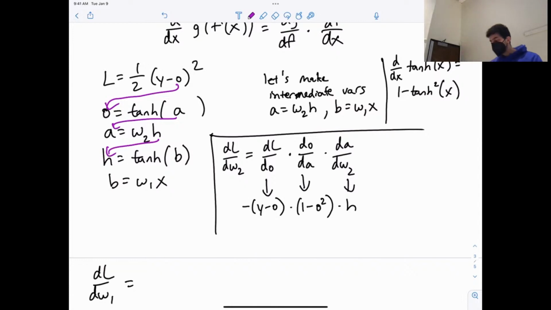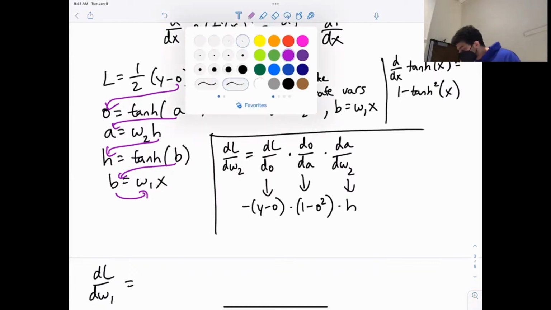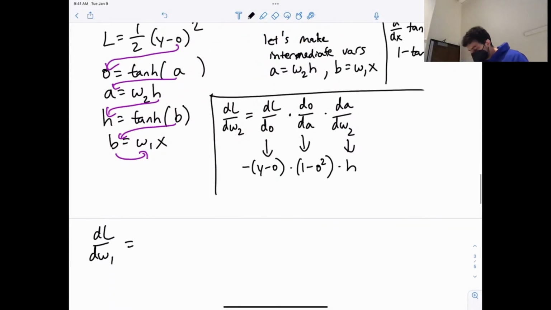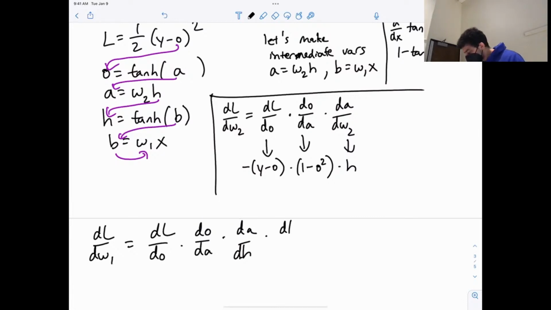So instead of dL/dW2, we just stopped here because W2 was just used in this computation. Now we have to differentiate through H as well. H is a function of B, and then finally we get to W1. So when we write out all these terms here, we get dL/dO times dO/dA times dA/dH, dH/dB times dB/dW1.